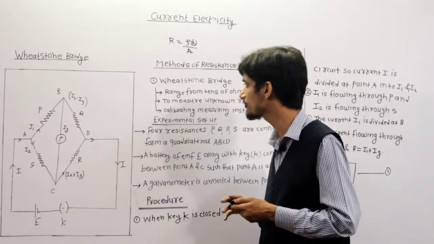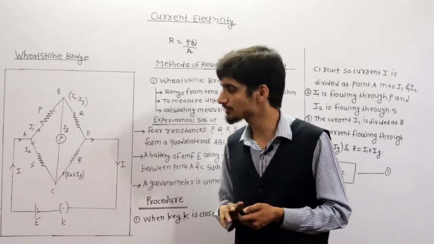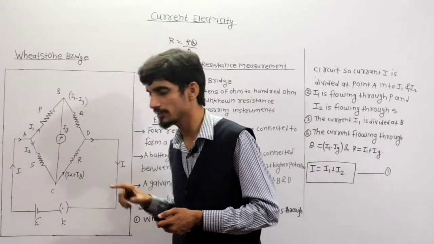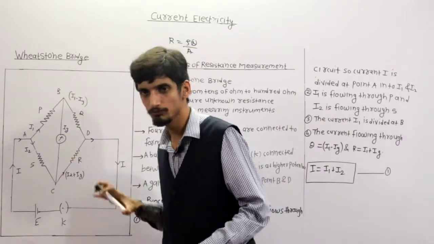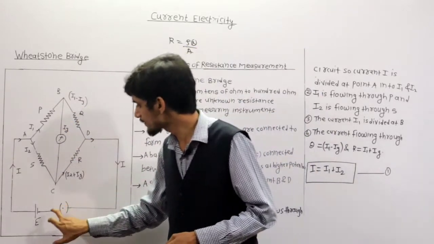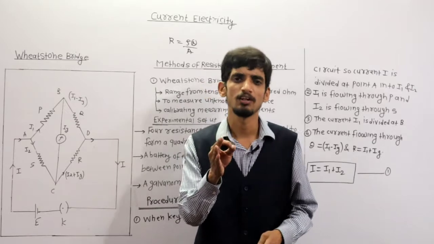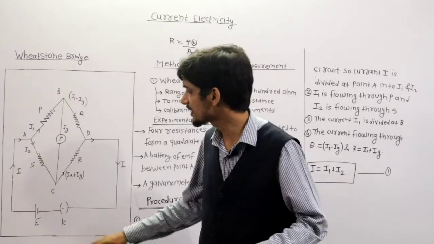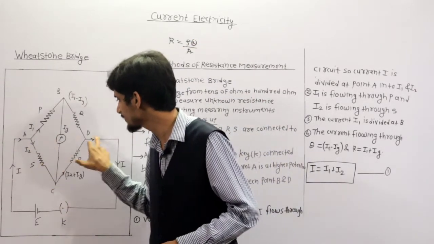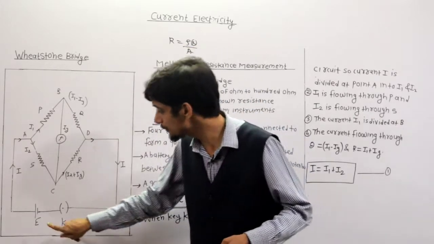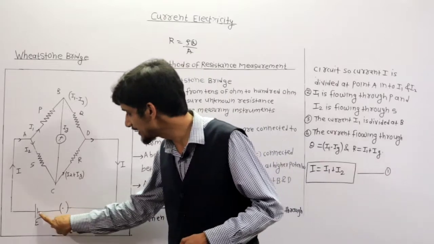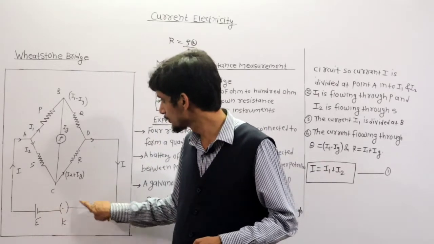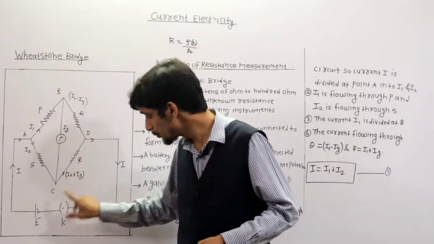So the important point is what? First, experimental setup. It consists of four resistances P, Q, R, S connected to form a quadrilateral ABCD. Then a supply voltage, a cell with EMF E, is connected between the ends A and D, where the positive terminal of cell E is connected at point A and the negative terminal of the cell is connected to point D through a key.